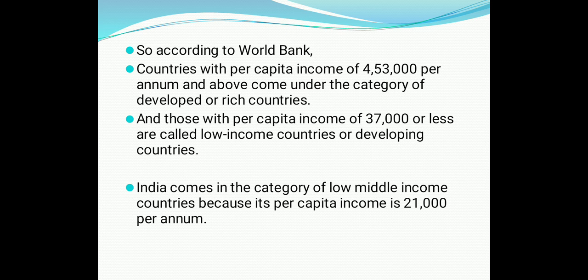So this is how you can understand the criteria of lower or higher income, which is a deciding factor for declaring a country as developed or developing. India comes in the category of low middle income countries because its per capita income is 21,000 per annum. So you can see in what category our country lies: the category of developing countries.